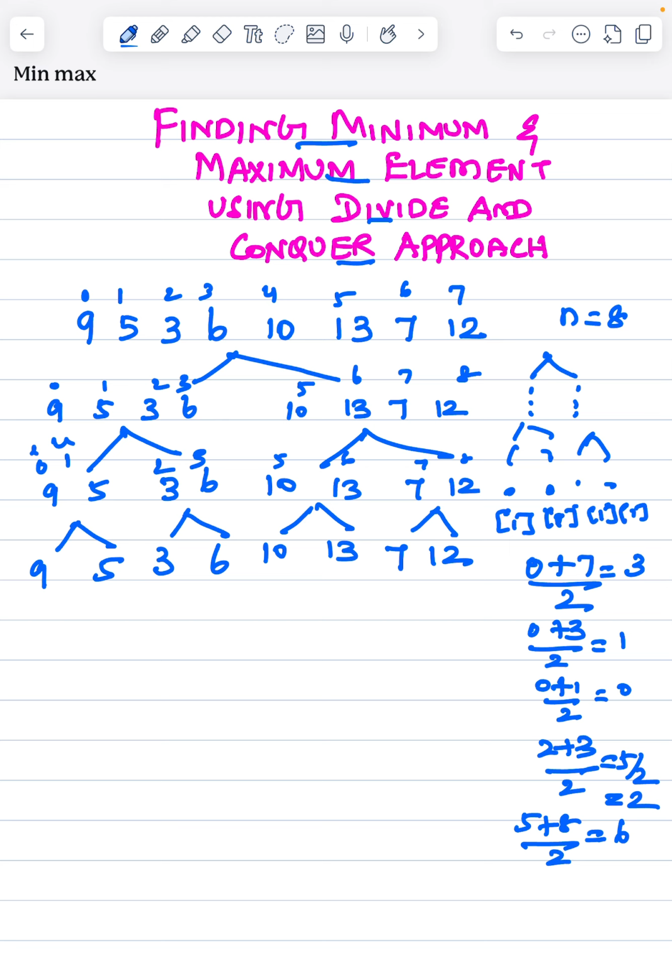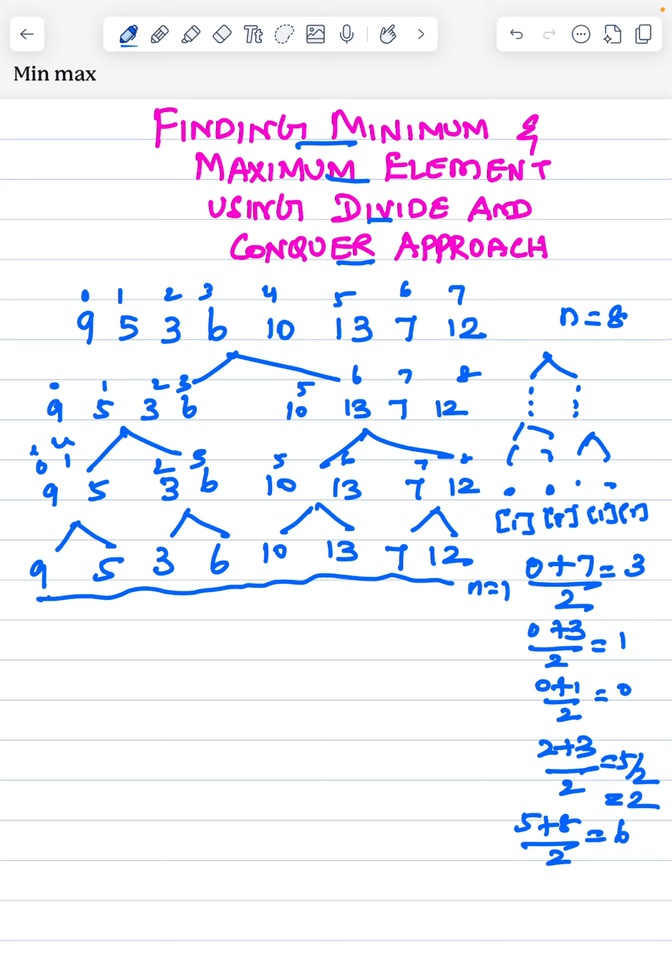Now look at this level, the last level. At the last level, we have reached the unit instance of your given problem. So now n equals 1 at this last level. Got it? We can see the unit instance of the given problem. Now, from this we have to find the min and max.